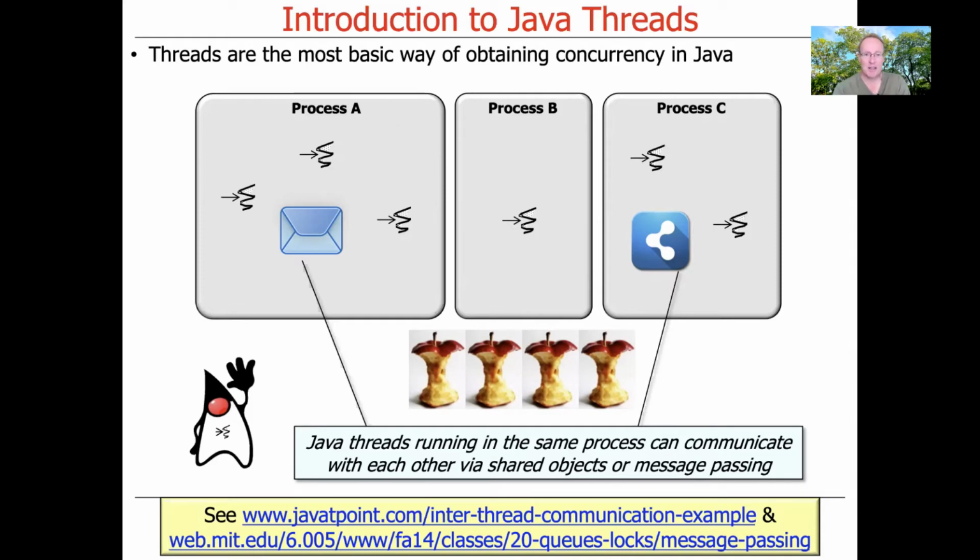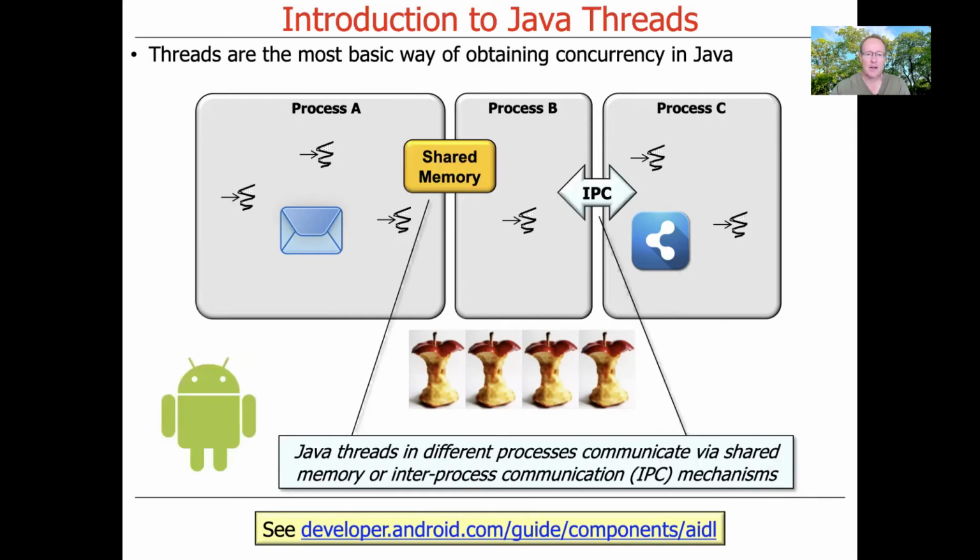So you can implement something like an ArrayBlockingQueue or a LinkedBlockingQueue using more primitive shared objects like ReentrantLock or condition objects. And that'll come a little bit later in the course.